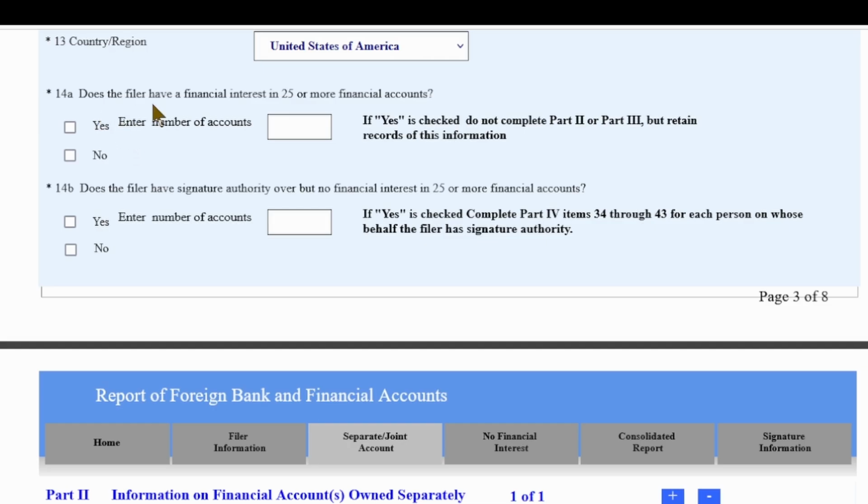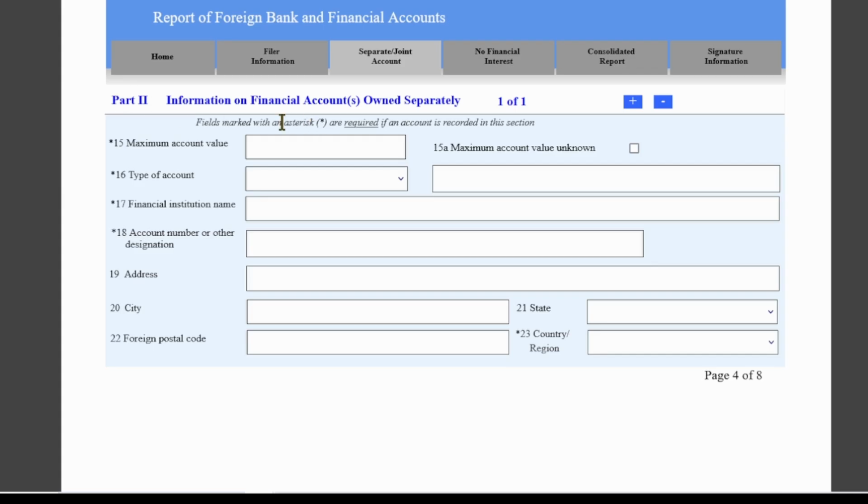Okay, 14A, does the filer have a financial interest in 25 or more financial accounts? Hopefully you answer no, but if yes is checked, do not complete Part 2 or Part 3, but retain records of this information. So if you have more than 25 financial accounts, there is a consolidated report that you can do all of them on, so you don't have to do 25 different entries. And 14B, does the filer have signature authority over but no financial interest in 25 or more financial accounts? I click no.